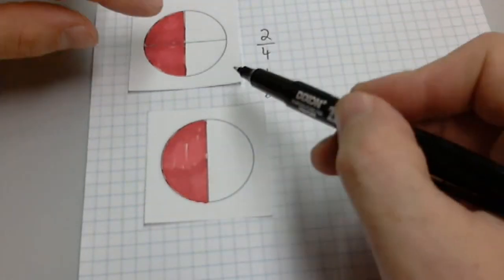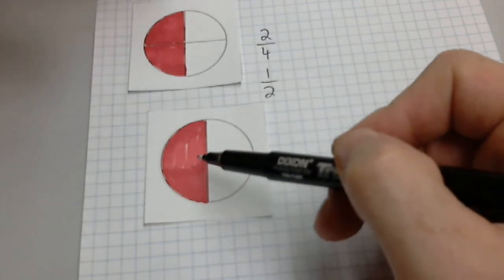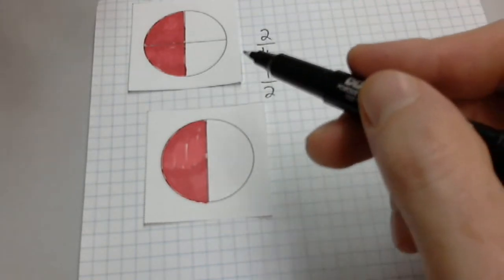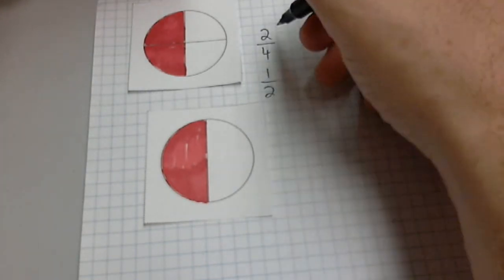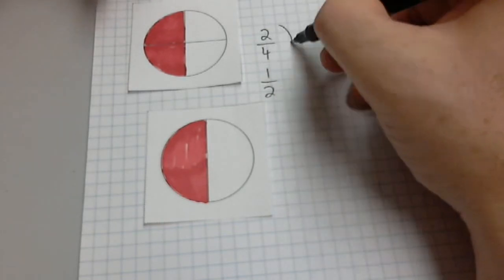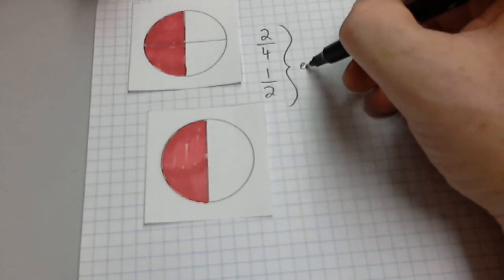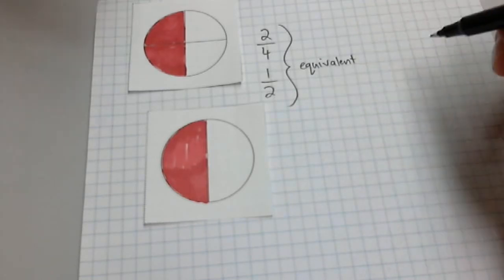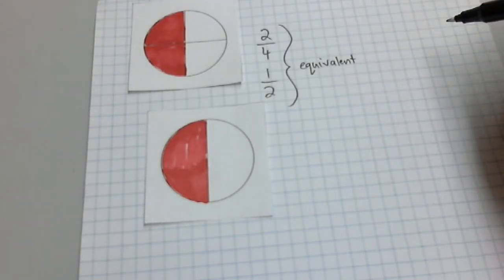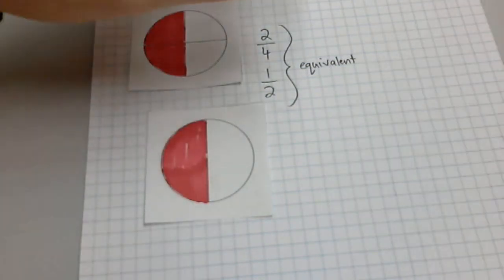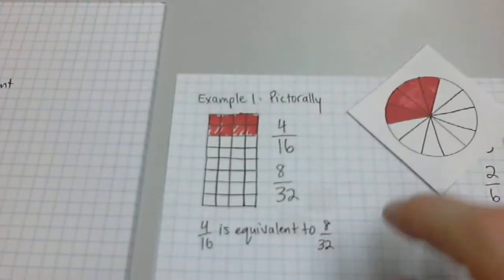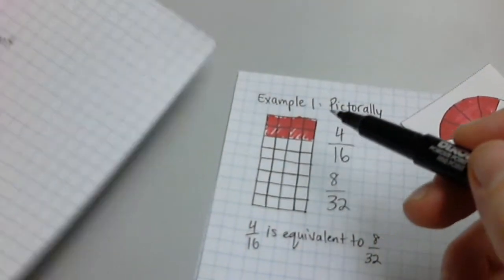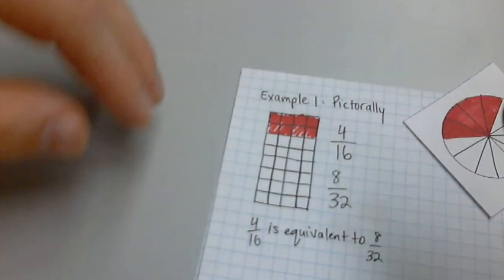Okay, the diagram, the amount of coloring is the same. It still represents the same thing, but now we've gotten smaller. But we can say that 2/4 is equivalent to 1/2 because they represent the same fraction. Same way as if I were to take my original drawing, which was 4/16, which we made 8/32.